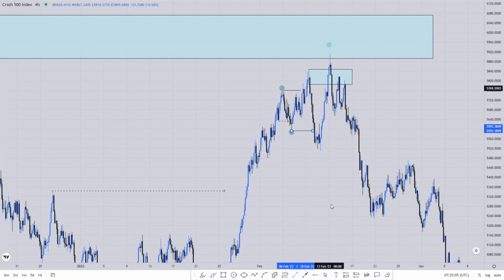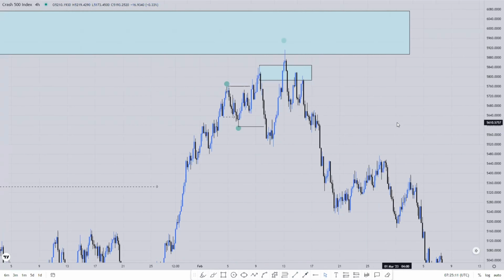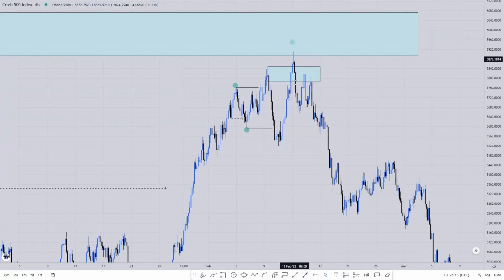After establishing this change of character, they came and wiped this level, which was actually sort of a fake move there. They faked this move, came back inside, then they went. So even here, after coming to the zone, without any candlestick rejection candles there, you could have even delayed to sell. Then you wait for this.